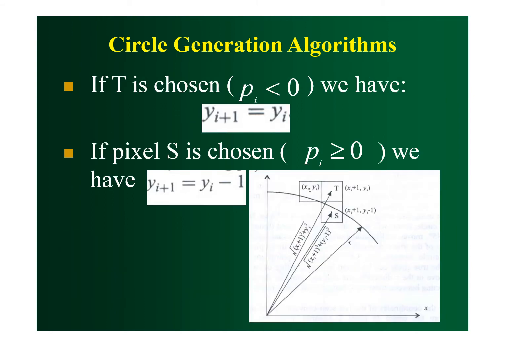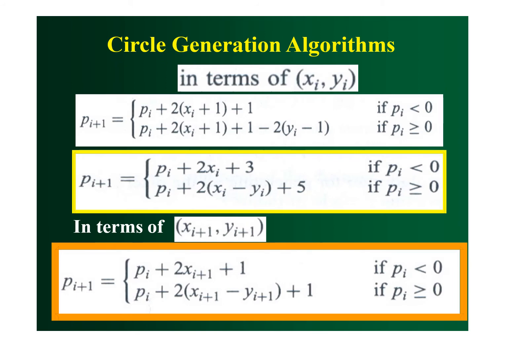If T is chosen, where pi is less than 0, we have y(i plus 1) equal to yi. If S is chosen, where pi is greater than or equal to 0, we have y(i plus 1) equal to yi minus 1. So in very general terms, based on whether the decision parameter's value is less than 0 or greater than 0, the decision parameter is computed in terms of xi, yi, and then in terms of xi plus 1 and yi plus 1, and based on that we go with such a decision parameter.